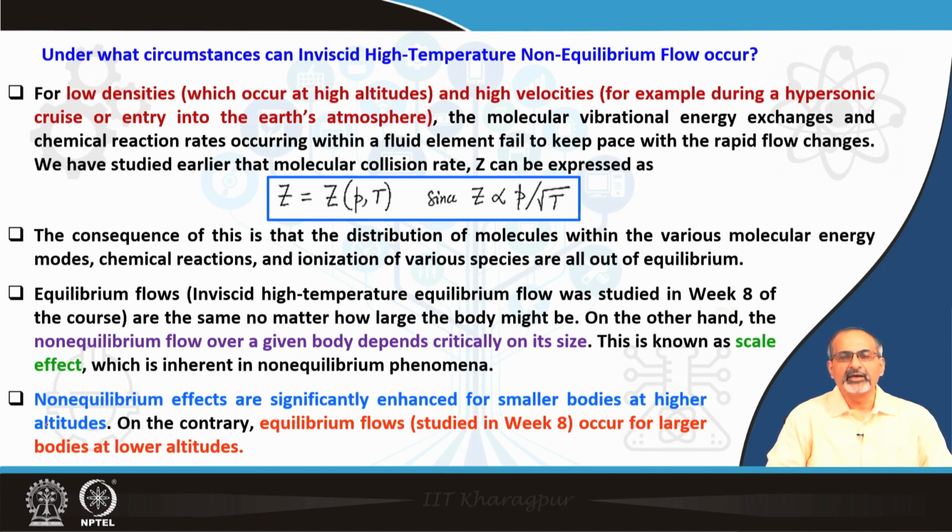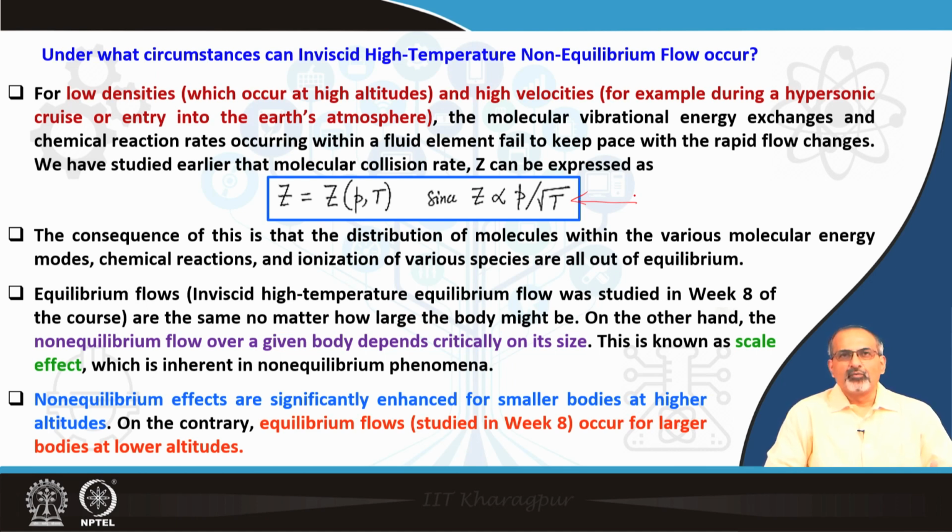And you may recall that we have studied earlier about molecular collision rate Z, and that happened to be a function of pressure and temperature. Very briefly, it is directly proportional to pressure and inversely proportional to the square root of temperature. You may understand quite easily that low densities correlate well with low pressures, and high velocities would correlate with large temperatures, and thereby you would see how the collision rate connects with pressure and temperature at such low density and high velocity situations. The consequence of this is that the distribution of molecules within the various molecular energy modes, the chemical reactions which are occurring at high velocities, high temperatures, and even the ionization of some species could actually be occurring at non-equilibrium conditions.